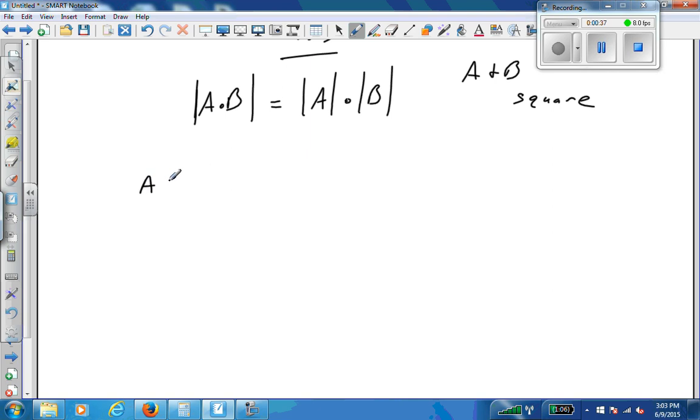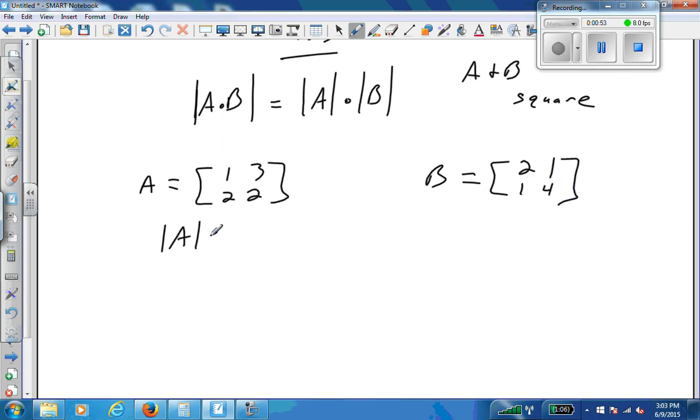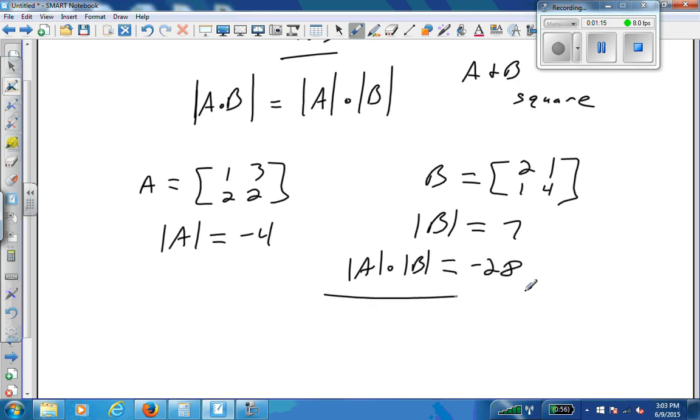So let's suppose that A is the determinant 1, 3, 2, 2, and B is the determinant 2, 1, 1, 4. So the determinant of A is 2 minus 6, and the determinant of B is 8 minus 1. So the determinant of A times the determinant of B is -4 times 7, or -28.